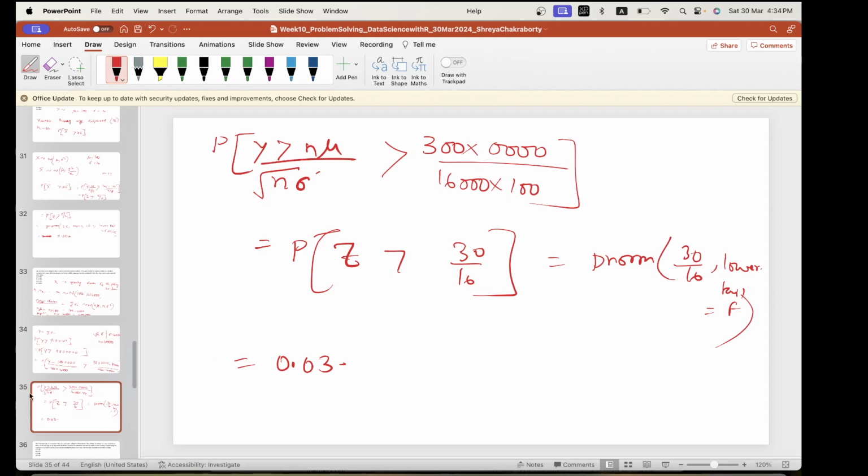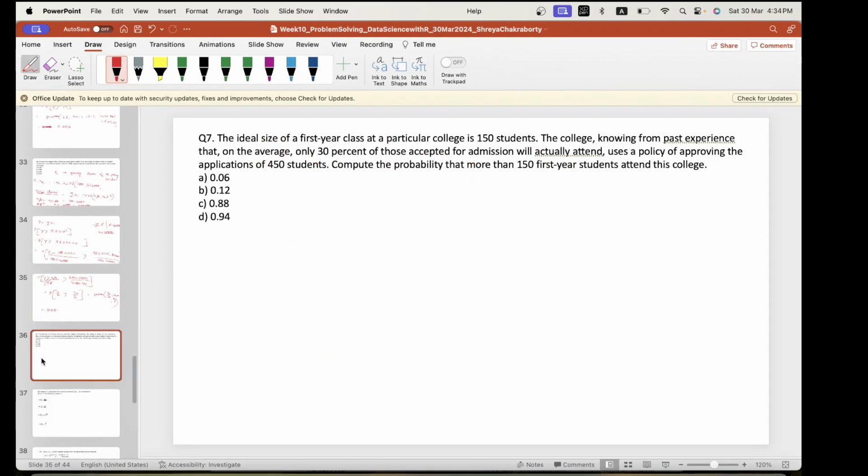Alright. Now let us move on to the next one. The question says that the ideal size of a first year class at a particular college is 150 students. The college, knowing from past experience that on an average only 30% of accepted admissions will actually attend, uses the policy of approving applications of 450 students. Compute the probability that more than 150 first year students attend this college.